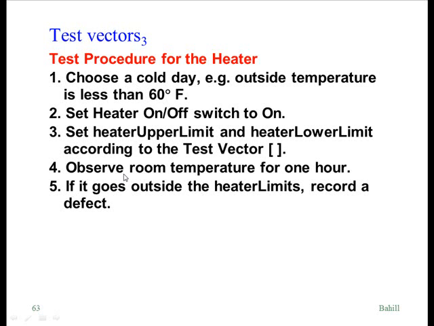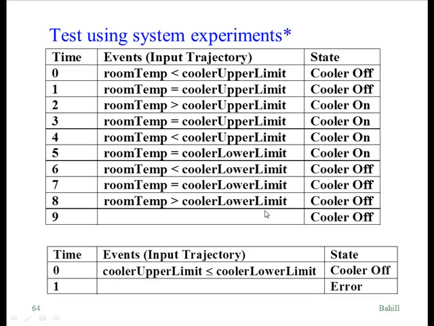Okay, if for example the temperature goes outside the heater limits, then something is wrong. So basically the test has failed. This is what you know already. Testing using system experiments, right? So you have the time zero, you provide the initial state, and then you have the inputs, and you can run through this.